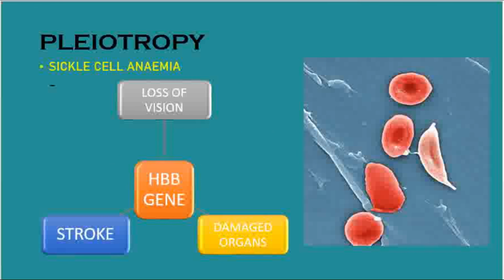there will not be enough oxygen supply to our body, because the cell will be crescent shaped, and they will all clump together and block the blood vessel. So there will not be proper supply of oxygen to all the parts of the body. In turn it results in loss of vision, stroke, and damaged organs. These are the multiple phenotypic effects which the gene causes in sickle cell anemia patients. So a single gene causes multiple traits or phenotypes. This is an example of pleiotropy.